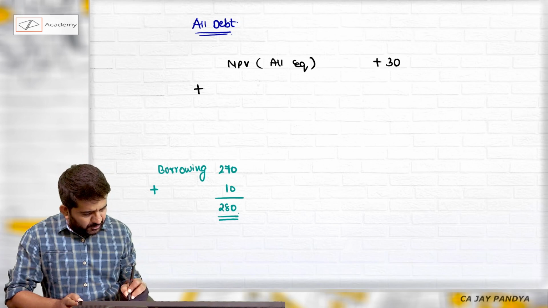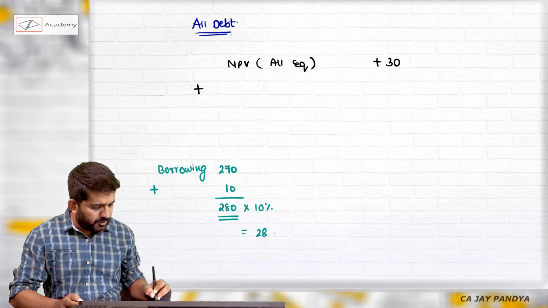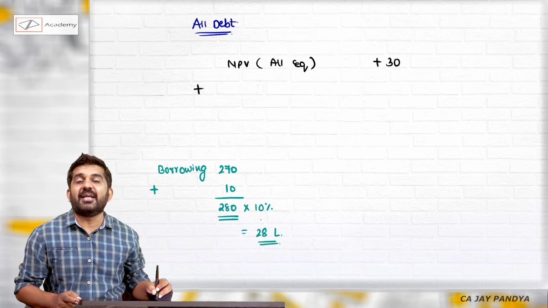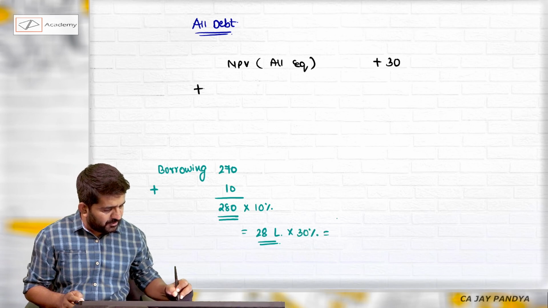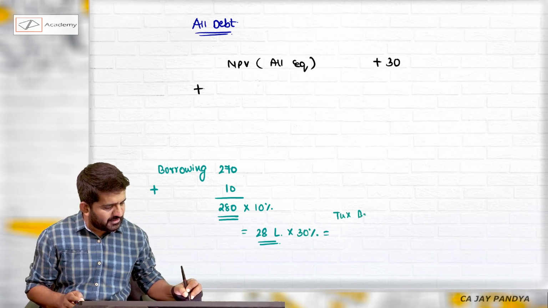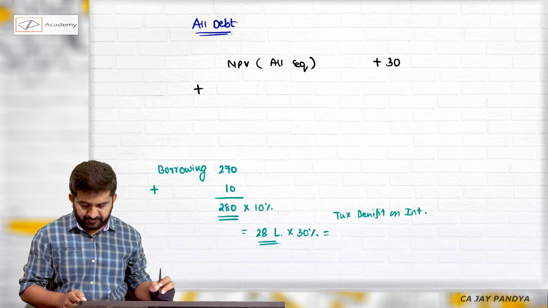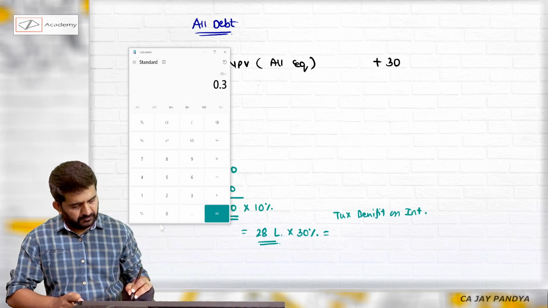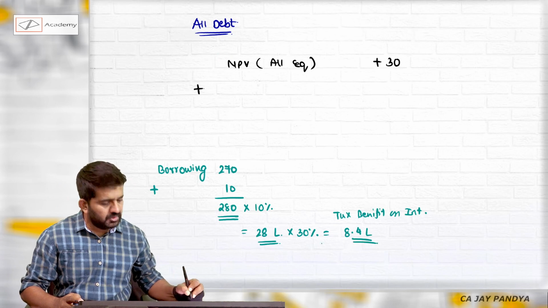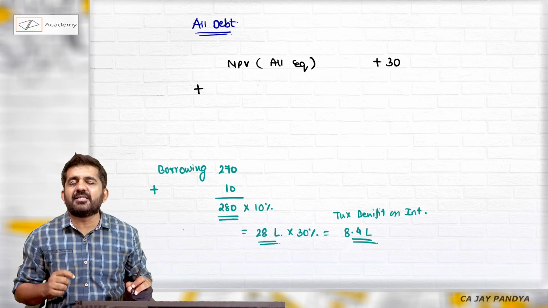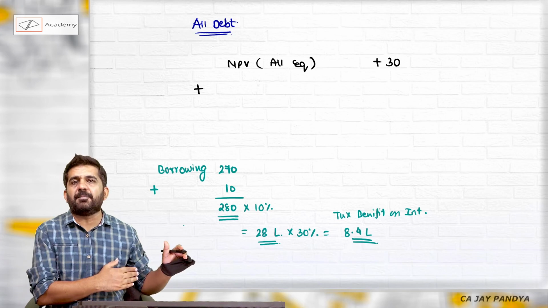So I will totally borrow 280 lakhs multiplied by 10% for a perpetual period of time. 28 lakh rupees will be my interest. Multiplied by 30% is nothing but tax benefit on interest, which is 8.4. Now 8.4 lakhs is the tax benefit on interest for the first year up till infinite period of time.